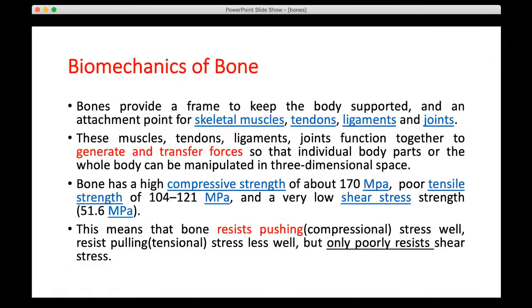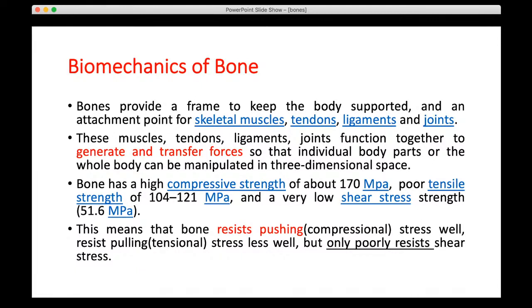Now coming to the main part, biomechanics of bone. What are the main features? What are the properties we should keep in mind when we are talking about biomechanics with regard to bone? Okay, so this slide will tell you some features of bone.